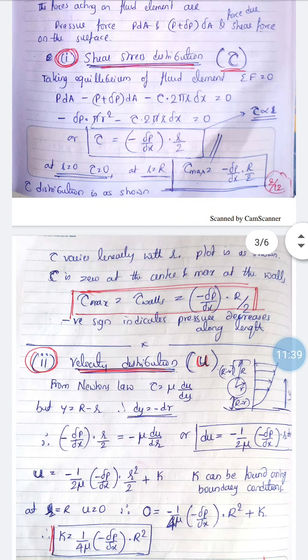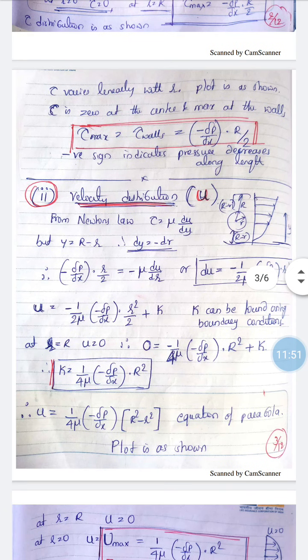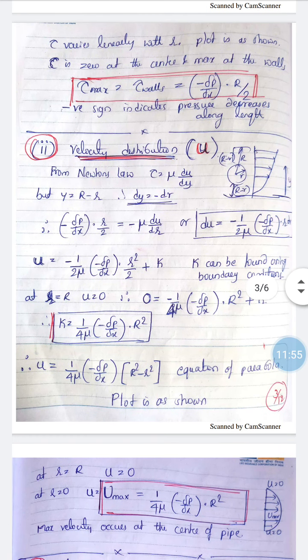Next, use Newton's law of viscosity, tau is equal to mu du by dy. So convert dy in terms of r. y is nothing but capital R minus small r here. The strip is at a distance of capital R minus small r. When you derive that in terms of r and equate it to the earlier derived equation, we get the equation for u, that is u is 1 by 4 mu into minus delta p by delta x into (R square minus r square), which has the shape of a parabola.